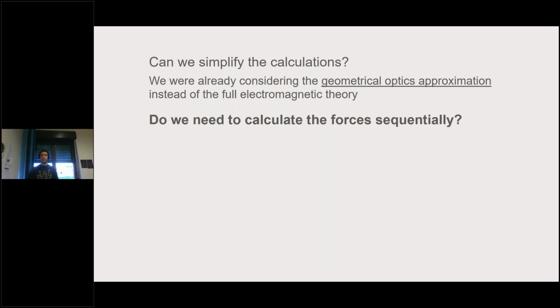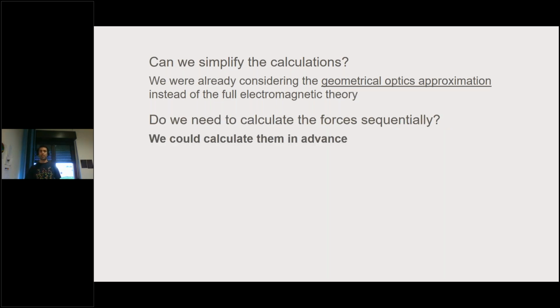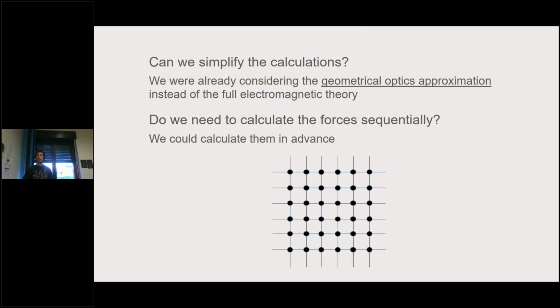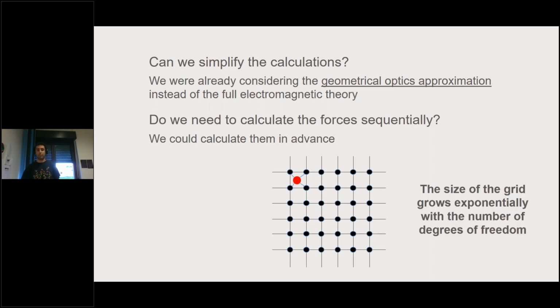So another possibility is, instead of calculating the forces sequentially at the different points when the particle is moving, when we are simulating this trajectory, maybe we can calculate all of them in advance over a grid. And in this situation, we don't need to compute the forces again and again and again, which is very slow. We just need to look at the neighbors, at what forces are close, in which points we already know what the force is, and then we can do an interpolation to obtain the force at a given point.